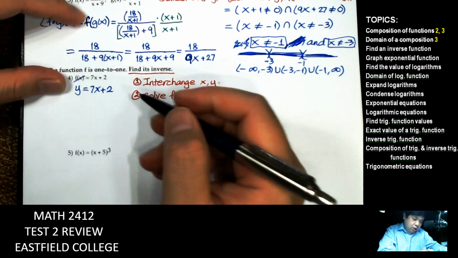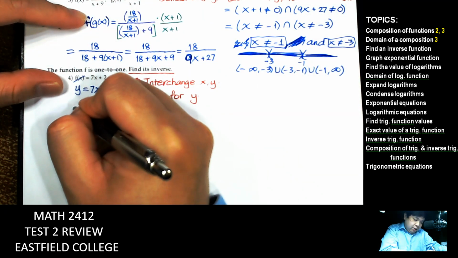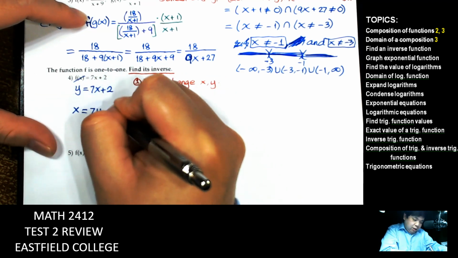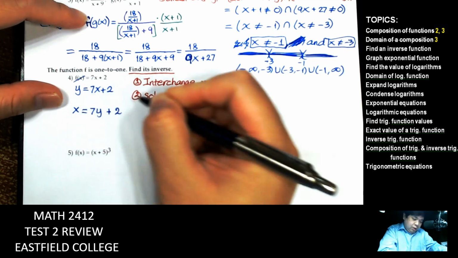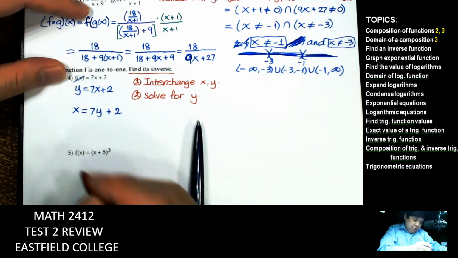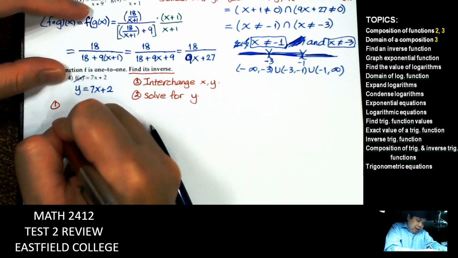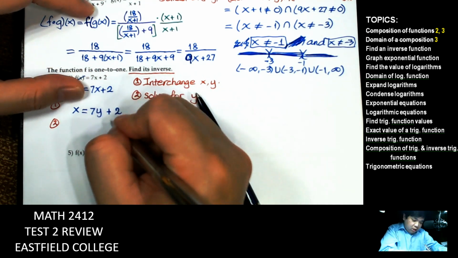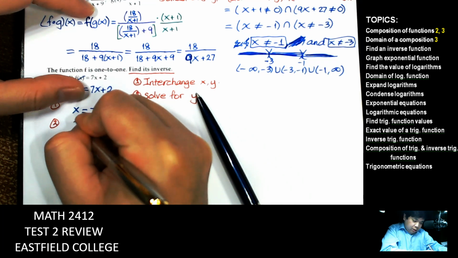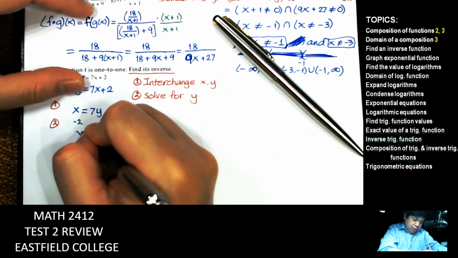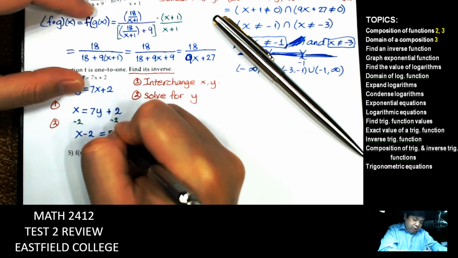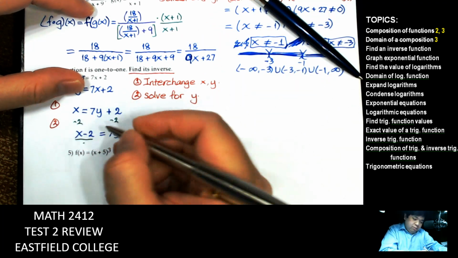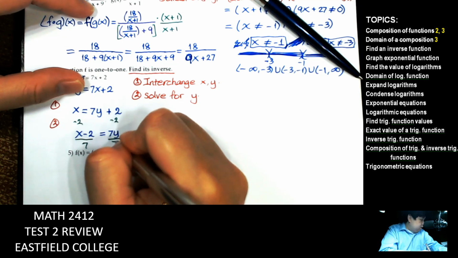So x and y interchange, we have x equal to 7y plus 2. So that's the first step. Now the second step is to solve for y. So minus 2. So we have x minus 2 equals 7y. And we divide by 7 on both sides.